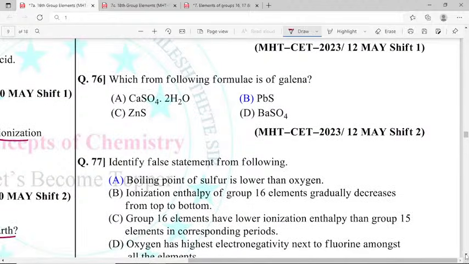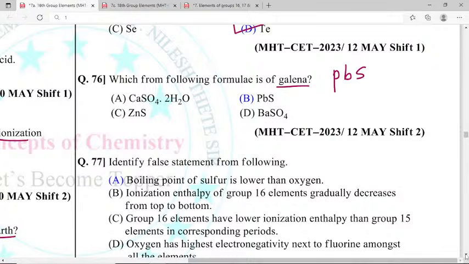Same question, galena. Galena is PbS, lead sulfide. So many questions. BaSO4, barite. Zinc sulfide is called zinc blende.